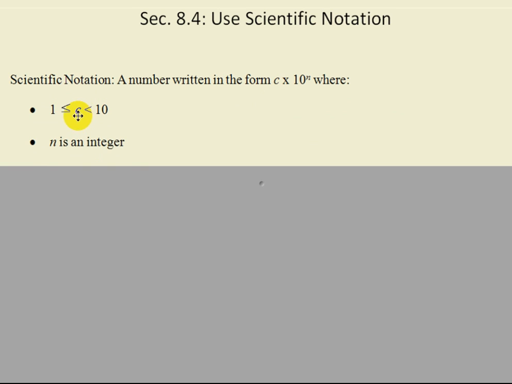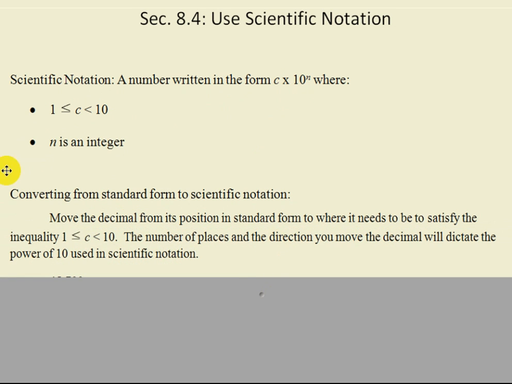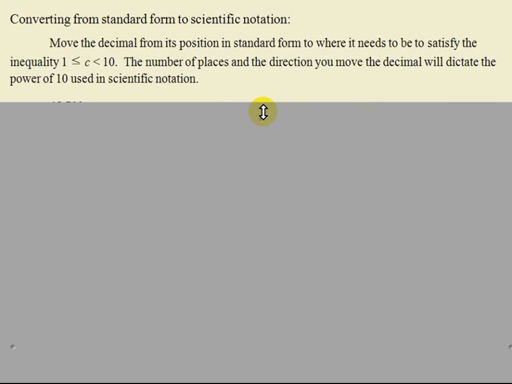One of the qualifications we have is that that coefficient has to be at least 1 but less than 10, and that means we need to get the decimal in the right place. And then n, our exponent for 10, will be an integer. Could be positive, could be negative, could be 0, but it will be an integer.